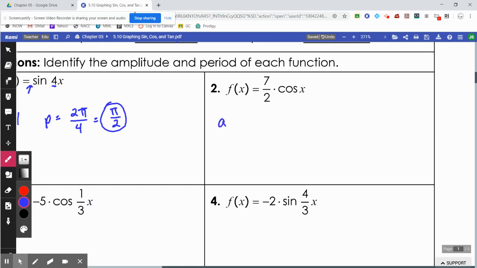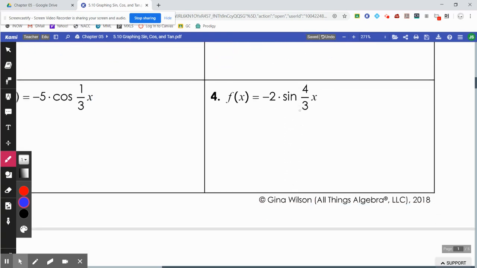Number 2, let me zoom in. The amplitude of this function is going to be the number out front, the absolute value. So this has an amplitude of 7/2 or 3.5. The period, again, if there's a number in front of this x, it's going to stretch and compress. It's going to be 2 pi over that number. So therefore, since there's no number, this has a period of 2 pi.